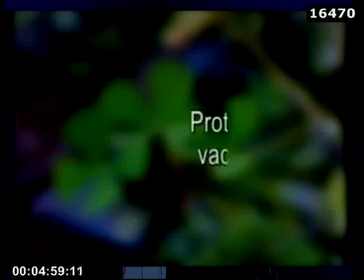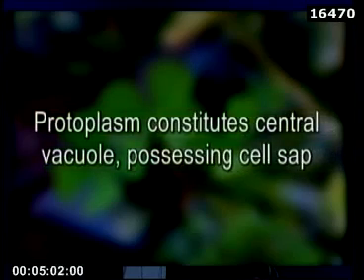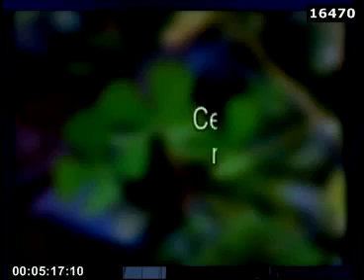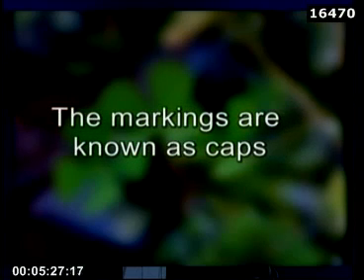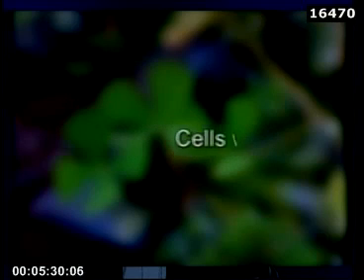Just inside the cell wall there is the cell membrane, and the protoplasm is constituted of a large central vacuole which possesses the cell sap. The protoplasm also contains a large reticulate chloroplast in which are embedded a large number of pyrenoids. A parietal nucleus is also present in the cell. Certain cells in the filament possess ring-like markings of cellulose, 1 or 2 in number. These cellulose markings are known as caps and the cells containing these caps are known as cap cells.